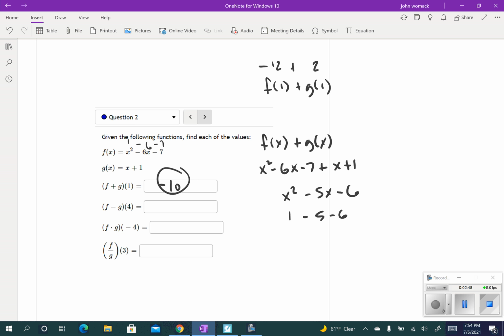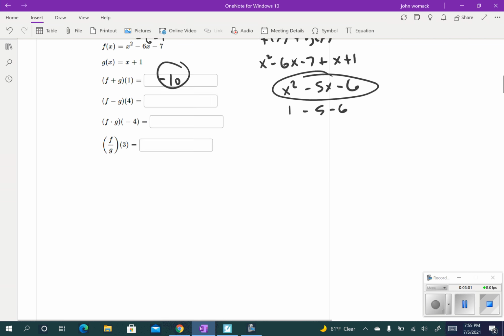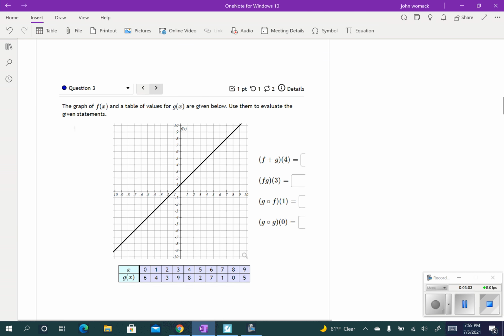So you can either find your answer first, find out what f plus g of x is, and then plug in 1. Or you could plug 1 into f and plug the 1 into g and just add it together. Down here, we're going to subtract it, times it, and divide it. I think that's pretty straightforward. These are some of the ones I wanted to show you.